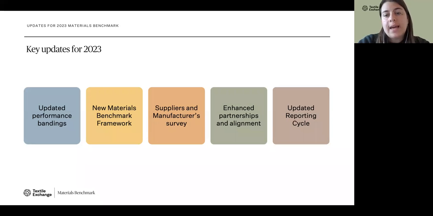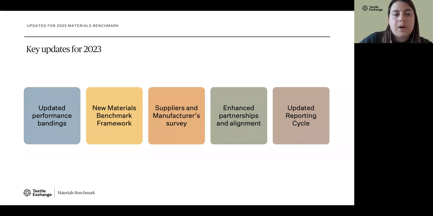So as I was saying, and as the slide is showing, we are focusing on some key updates for 2023. This update starts with the updated performance bandings. So in partnership with internal teams and with key stakeholders, we have updated the scoring methodology. The scoring methodology was last updated in 2019, and with the changes to the framework, it was a good time to revisit and revamp the scoring to make sure it was fully aligned with the organizational Climate Plus targets.